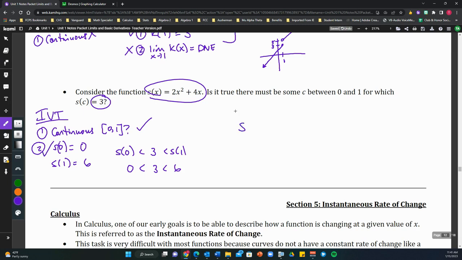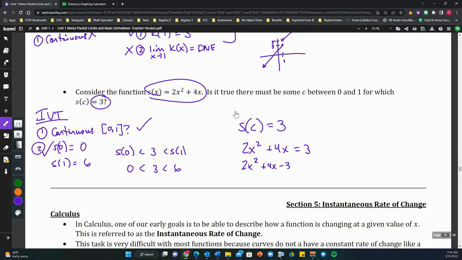So because of that, yes, we know for sure there is some value of x between 0 and 1 for which our function is equal to 3. Now, because we know it exists, we could take the equation and set it equal to that value and then ask you to solve for that exact value of x where that y value occurs. In this case, this is a quadratic. I know the directions don't say it, but it's a little fun extra add-on, and we get to review the quadratic formula.